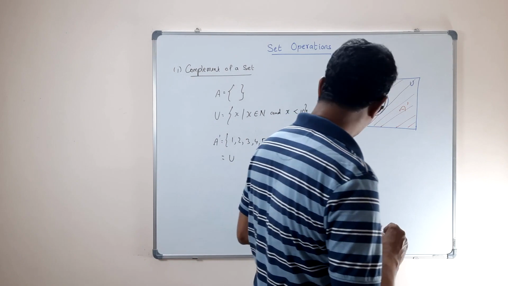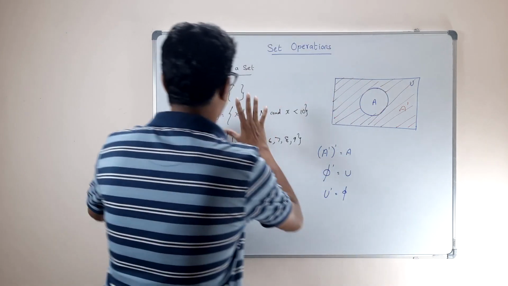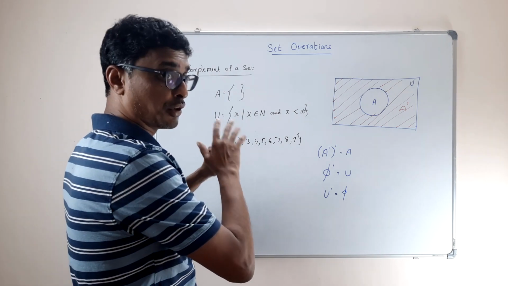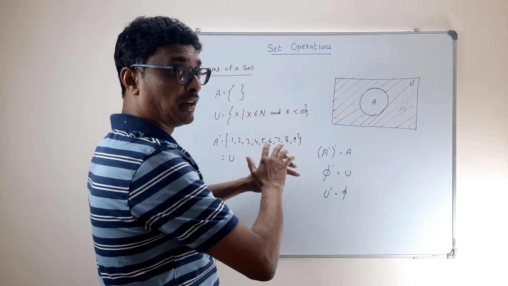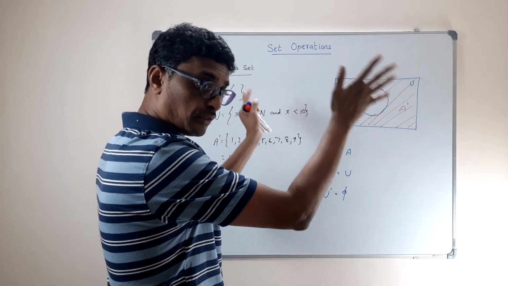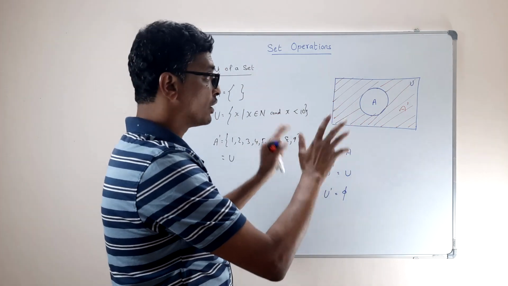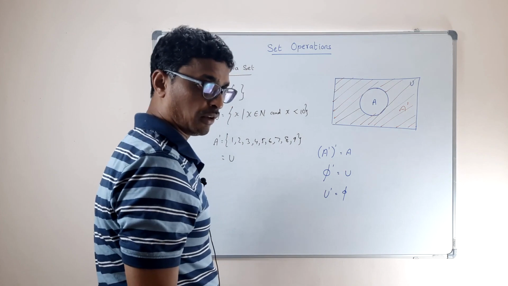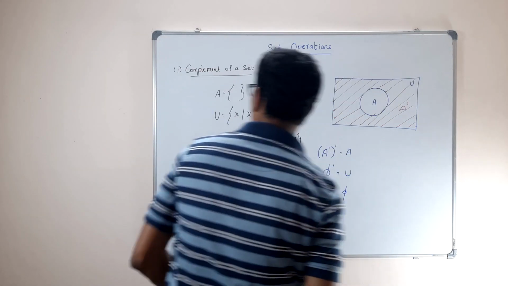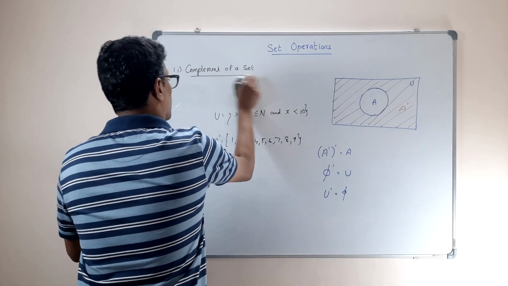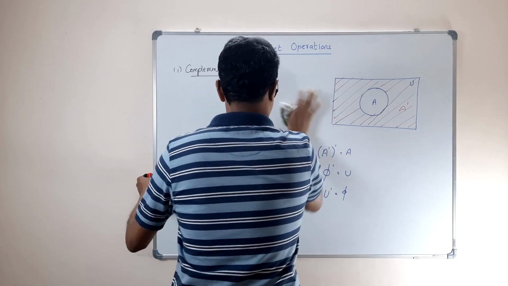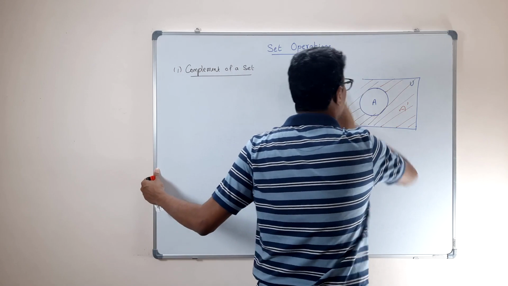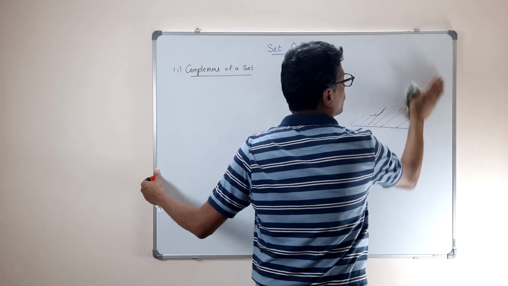Okay. So these are the properties of the first operation. The first one is the complement of a set. When you say complement of a set, you are going to find all the elements of the universal set which are not elements of A. That is called the complement of a set. Okay. And the next operation is union of sets. Union of sets happens when you have two or more sets.